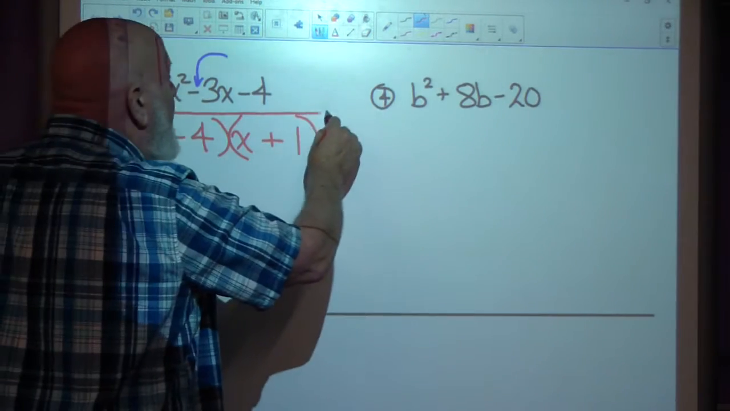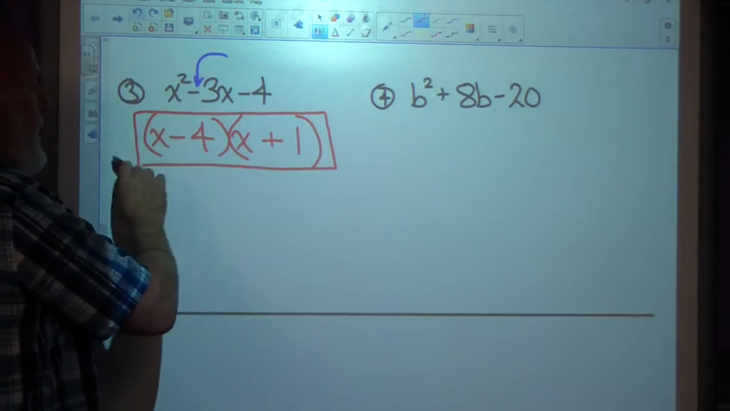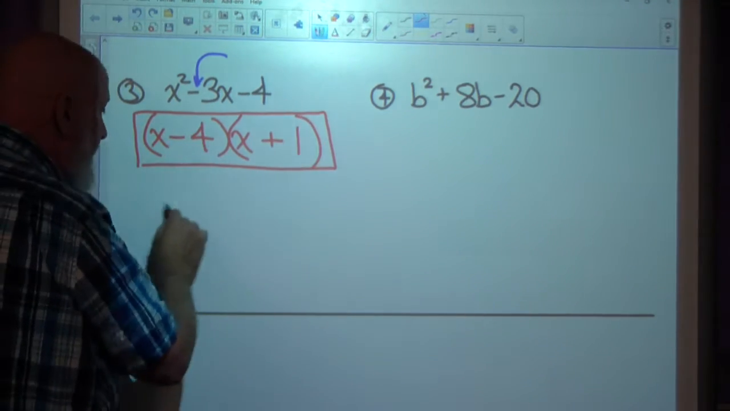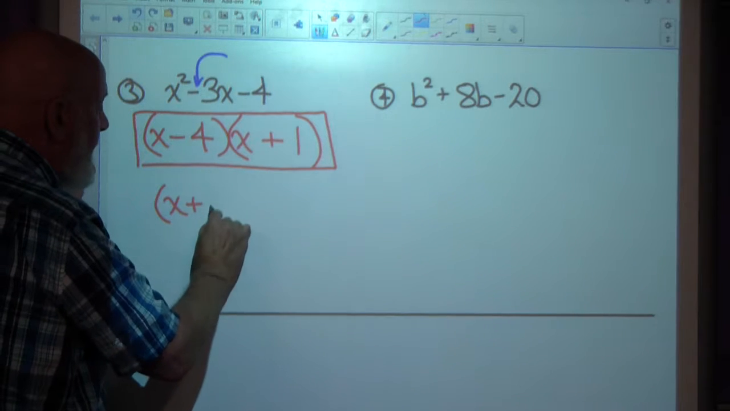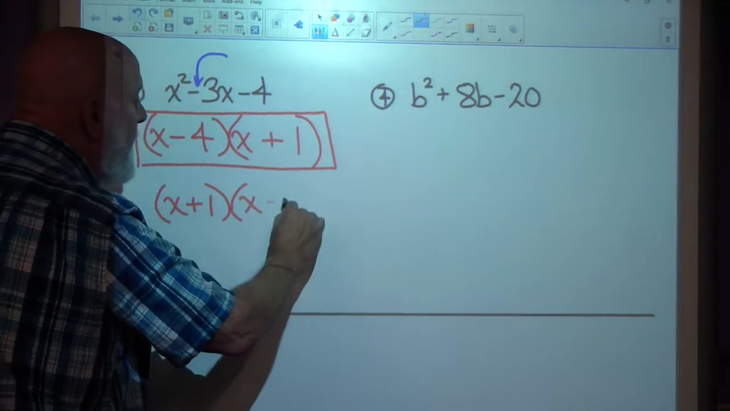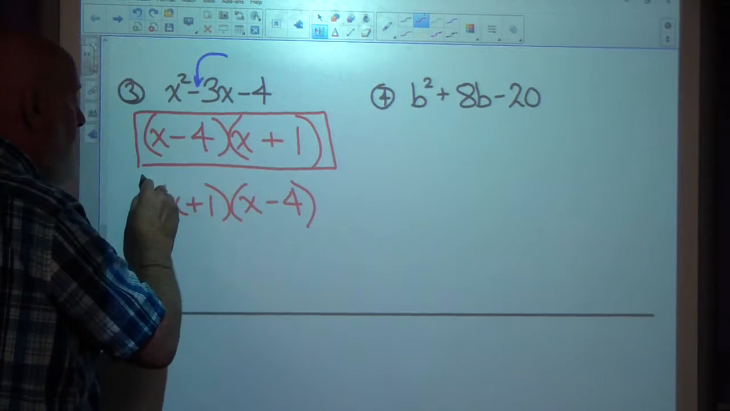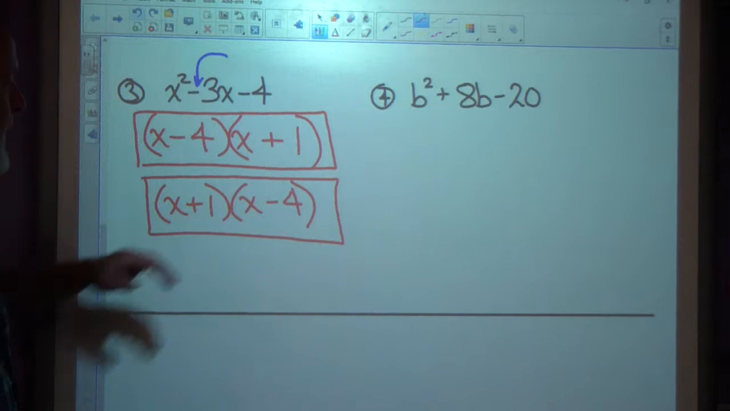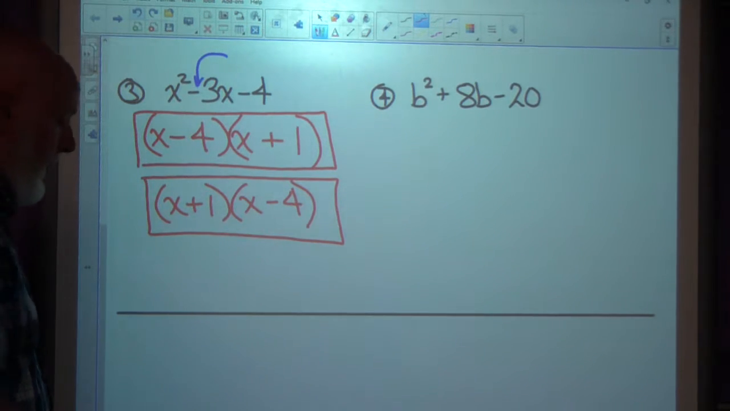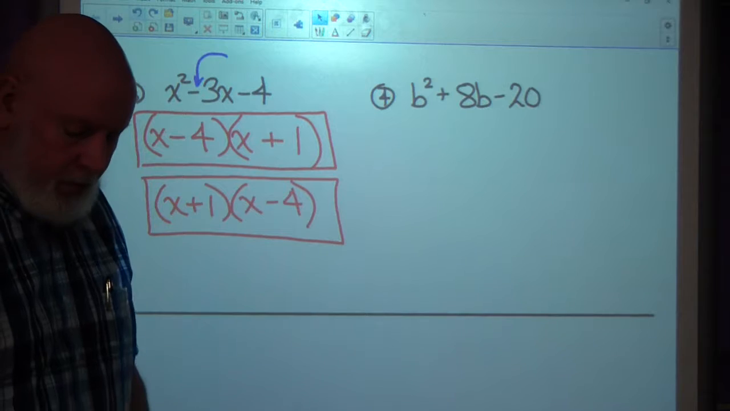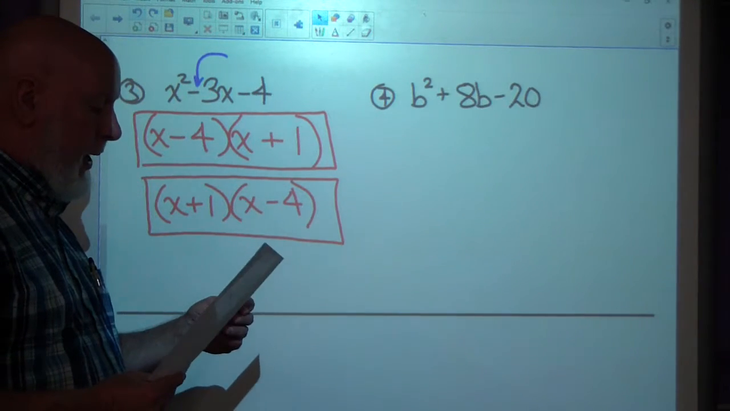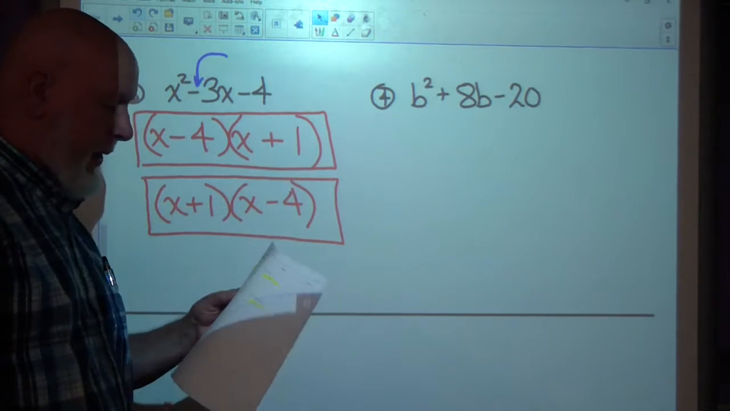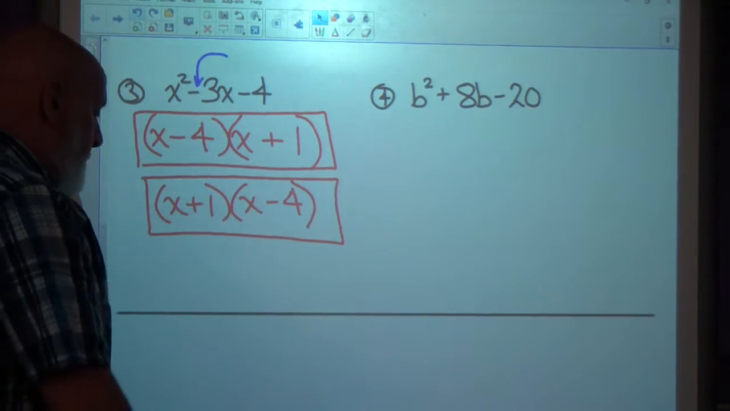This would be my answer if I was looking for a multiple choice answer. I would pick this one. If this one wasn't there, it would look like this. The order of the binomial factors doesn't matter. This and this have the same value. Okay? Let's see if I got that one right. X minus 4 times x plus 1. X minus 4, the quantity, times the quantity x plus 1. So yay. All right, we're going to look at one more and we'll be finished.